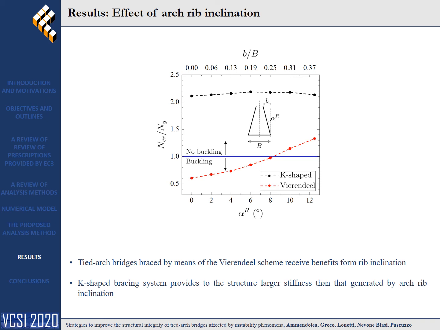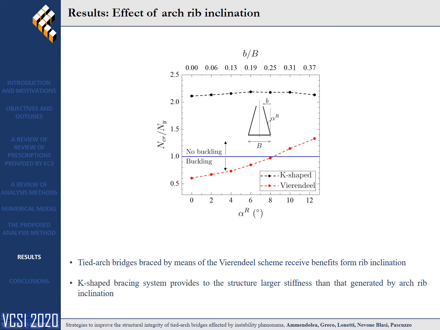The results show that the arc rib inclination largely improved the integrity of the structure braced by means of a Rendell bracing system, since the critical axial force increased for increments of the rib inclination. In particular, the out-of-plane buckling of the structure is completely avoided when the rib slope is larger than 8 degrees. On the other hand, the K-shaped bracing system ensures a measure of safety against out-of-plane buckling phenomena for any value of the arc rib inclination.